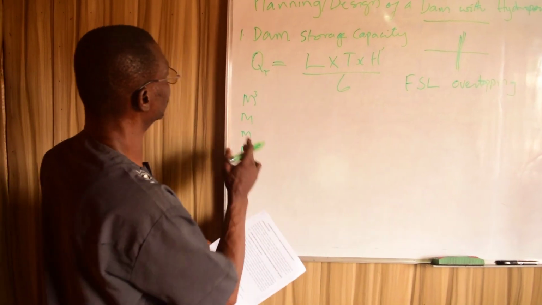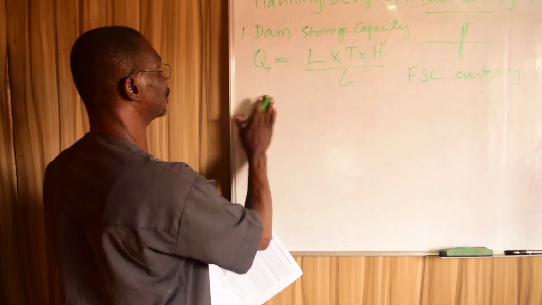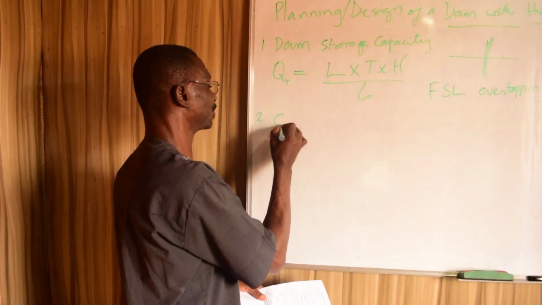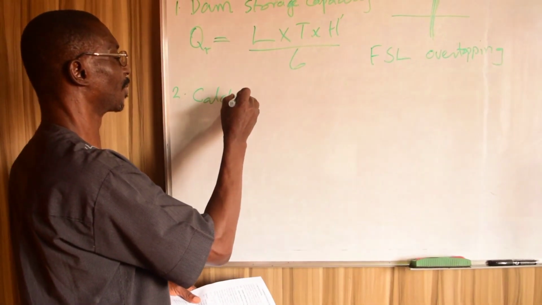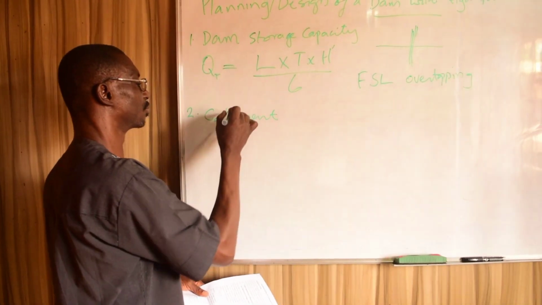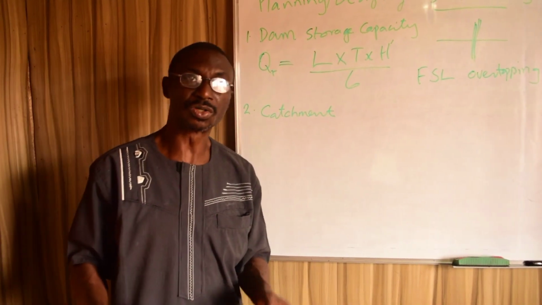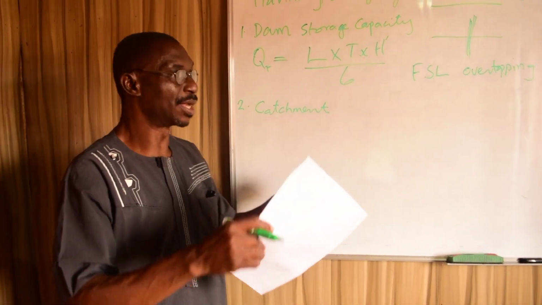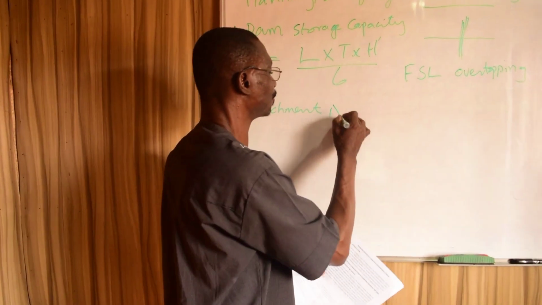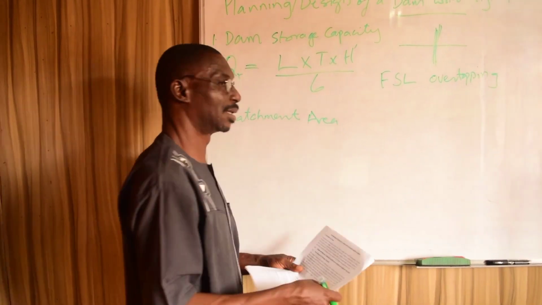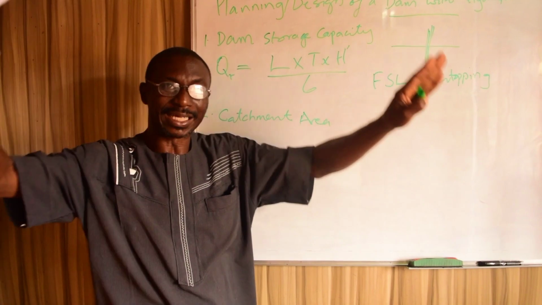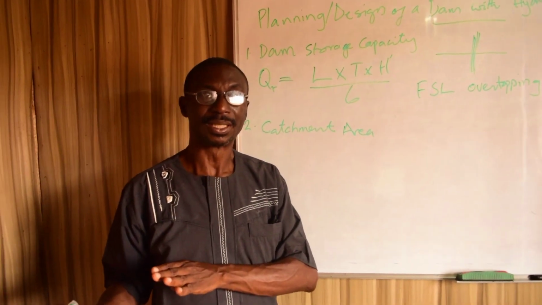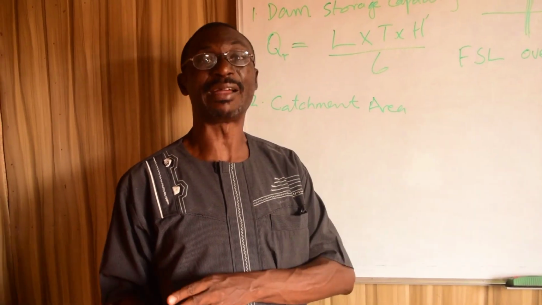Then the second thing we are going to consider is the catchment area. You note what is the catchment area of the dam. And this catchment area means all the area that is supplying water to the river or stream, or rivers or streams that are impounded.